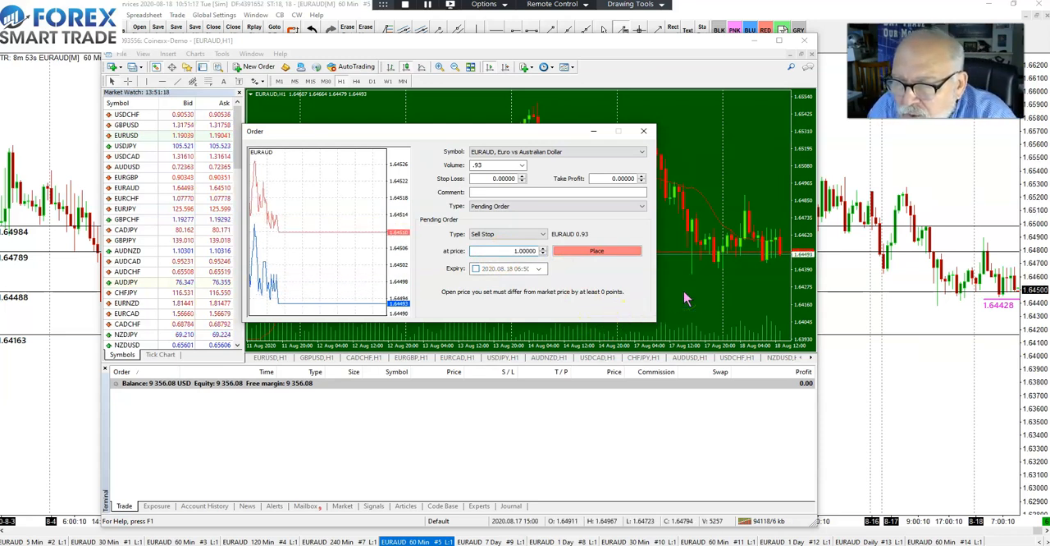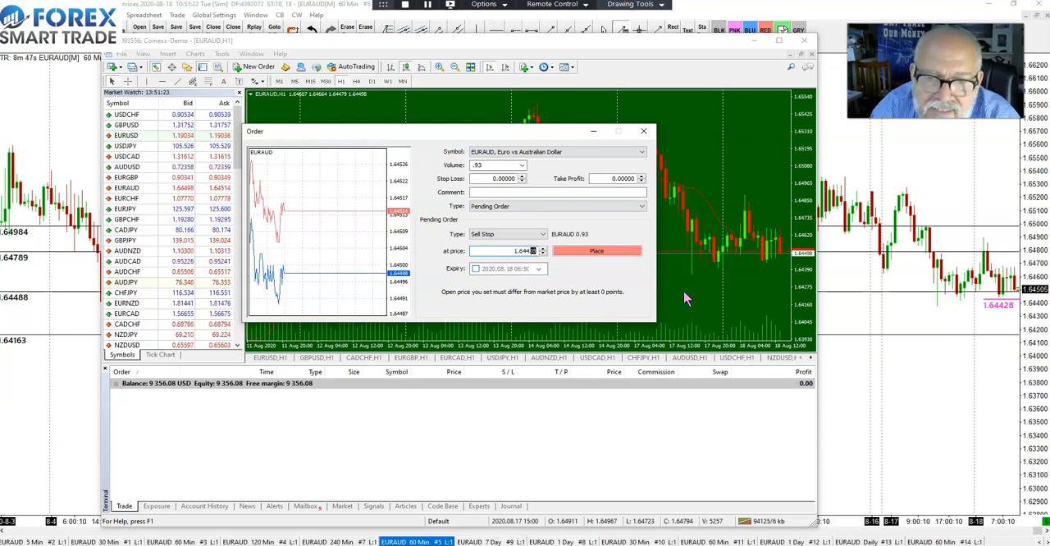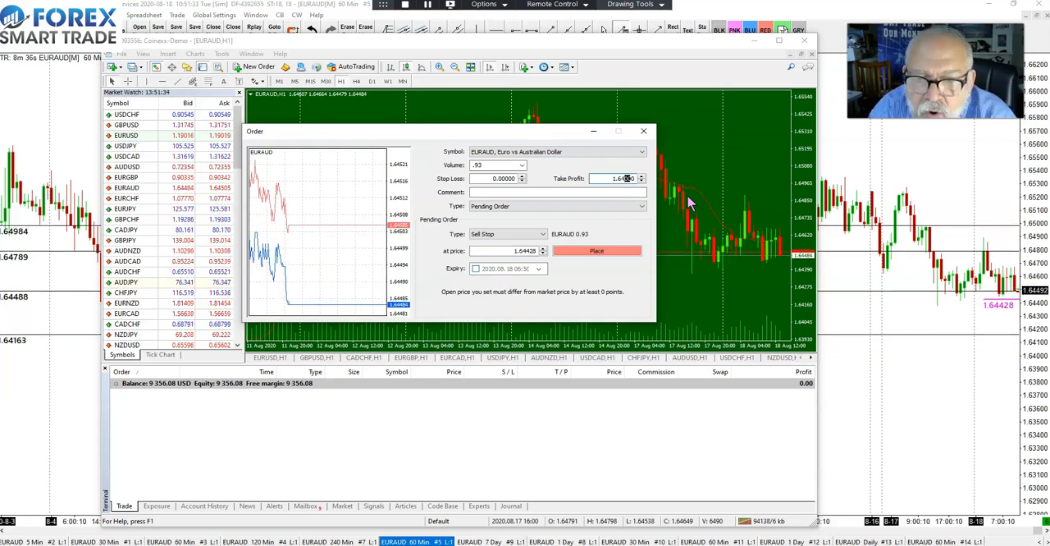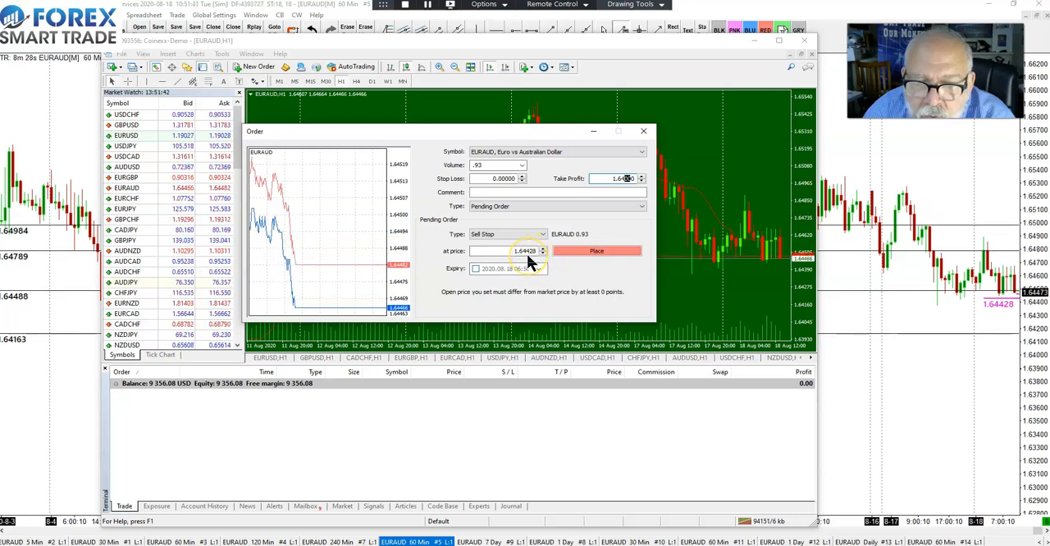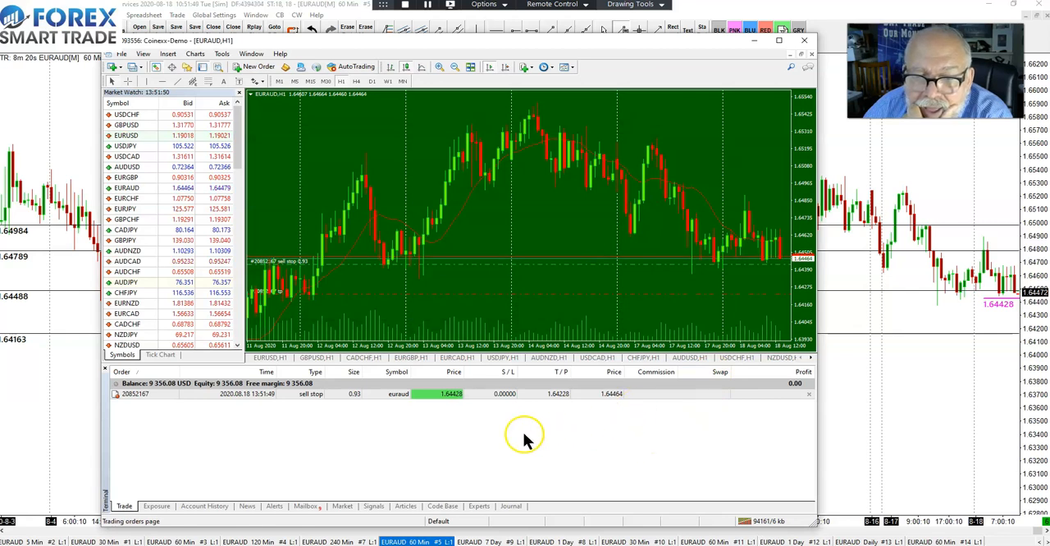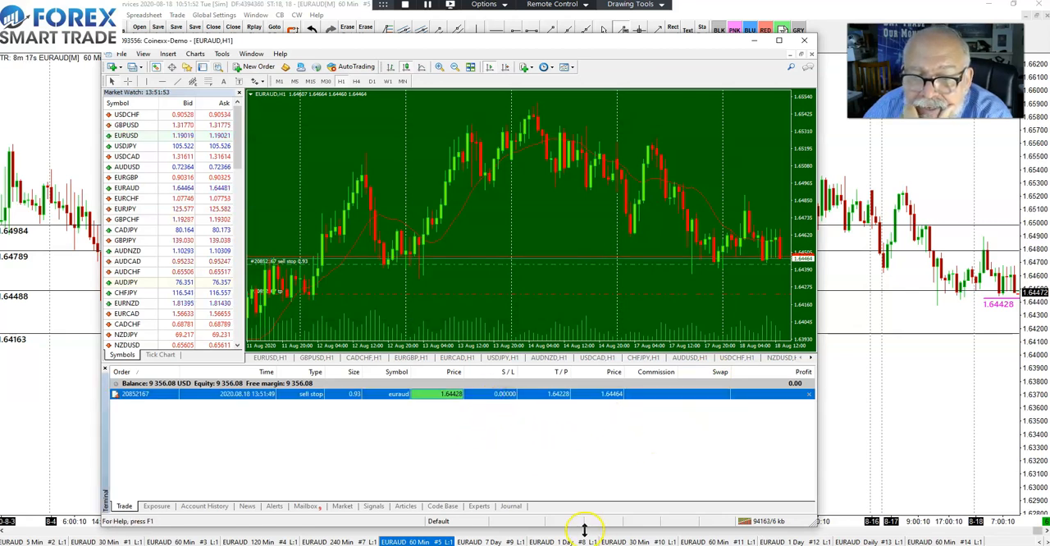So we said 1.64428. I want to take this for 20 pips. The pip is the second digit from the far right. If I want to go down 20, I'm going to go to 22.8, 228. So that's 40 pips. I still need to put my stop loss in. So let's take a look.